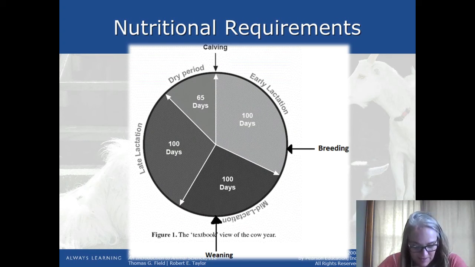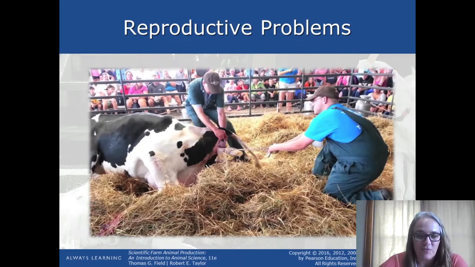Because we want a calf every year, that means that a cow is essentially pregnant 9 months of every year, and the nutritional requirements are pretty important. Now, not all of this goes off without a hitch, if you will. There are plenty of reproductive problems for animals.